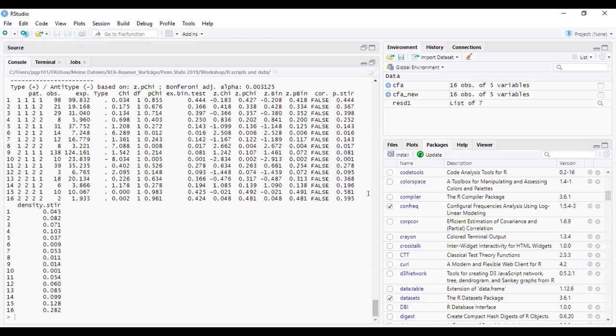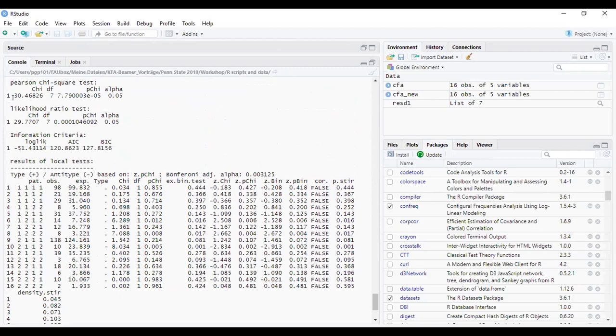So control, return, and the result. So you see here now the global chi-squares, likelihood ratio, and Pearson chi-square are significant. Unfortunately, the Bonferroni adjustment is very strong, a very low number. And that means that here we have only one significant type. I asked Jörg to work on a different alpha adjustment, maybe the Holm adjustment, which is a little bit more lenient than the Bonferroni adjustment. But so far we have only the Bonferroni adjustment, which leads to one type.